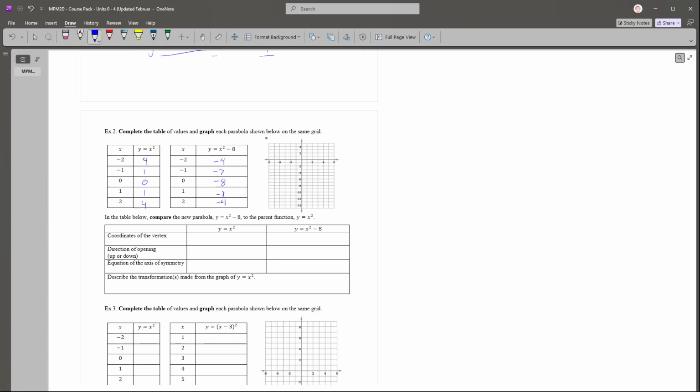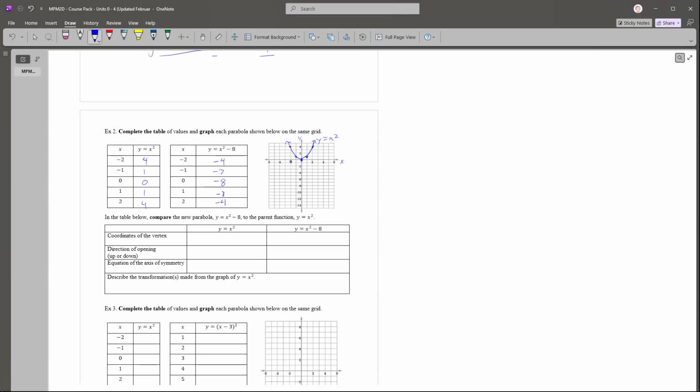Let's put our parent relation on there first. We know our parent relation really, really well. It starts at 0, 0, then it goes 1, 1, and -1, 1, and then it goes 2, 4, and -2, 4. It's nice and symmetrical, so this one's nice and easy to draw. There's our y-axis, there's our x-axis. Let's label our curve. Y is equal to x squared. Okay, now let's put the next one in.